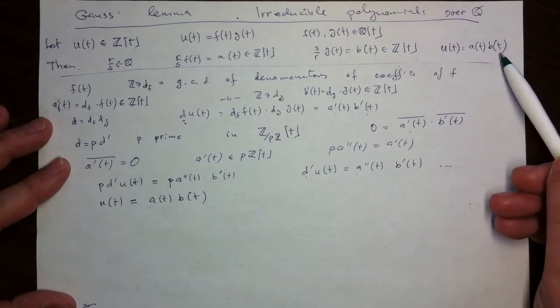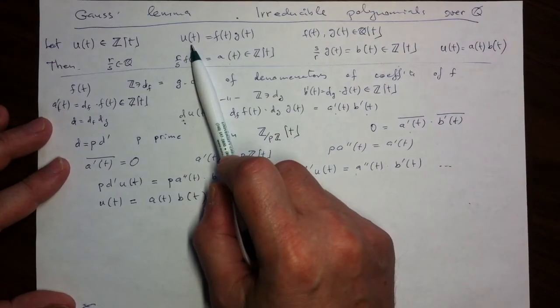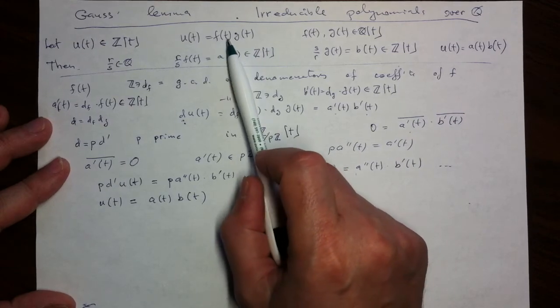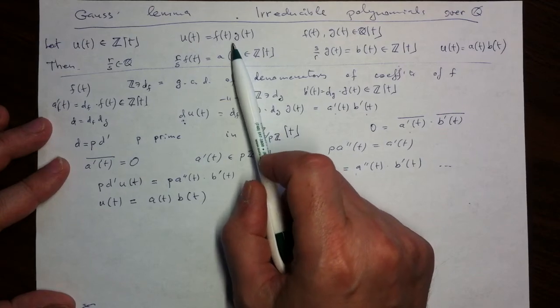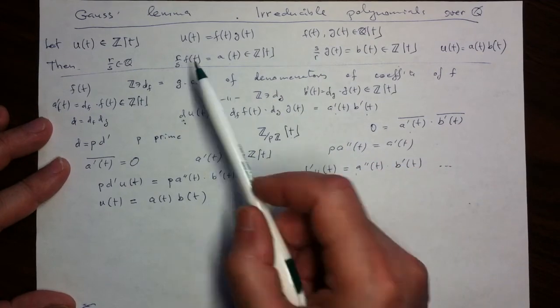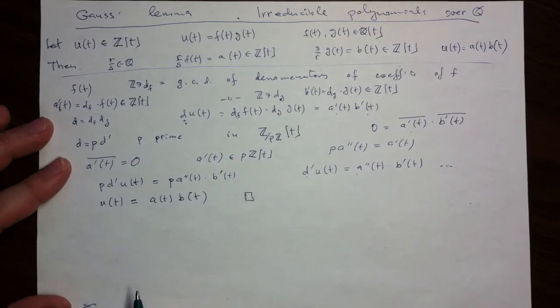So effectively, again, Gauss's lemma says that if we have a factorization of an integer coefficient polynomial into a product of two rational polynomials, then effectively the coefficients of those factors can be made integer if we just multiply one of them by a rational number and the other by the inverse of this rational number. So that is it. That is the end of the proof.